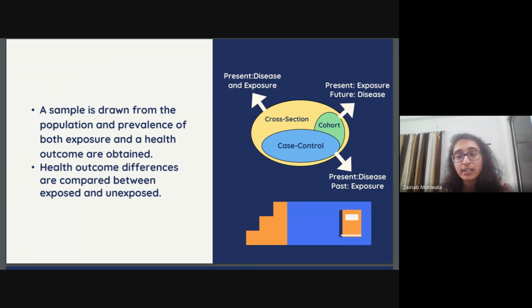On the right-hand side, we can also see how case control studies work, where we have diseases in the present because we start with two groups, disease versus non-disease, and look at exposure in the past. And then for cross-sectional studies, as I mentioned, both are in the present. Finally, for cohort, we start with exposure and follow up with patients until they form the disease. This is a very good pictorial representation of the differences between the three.